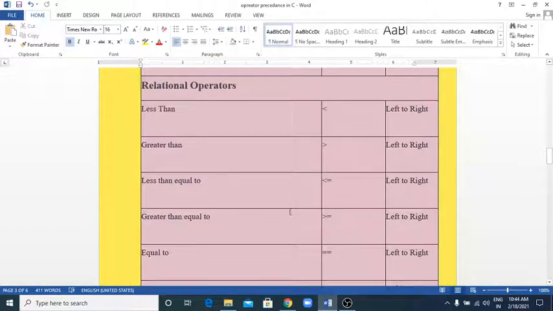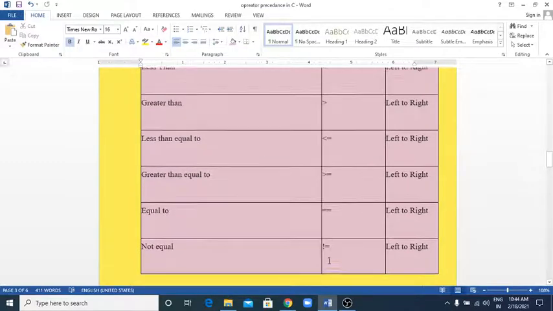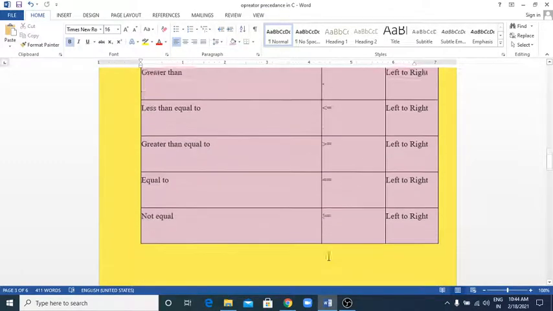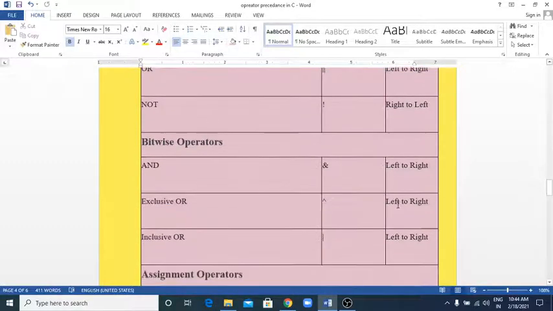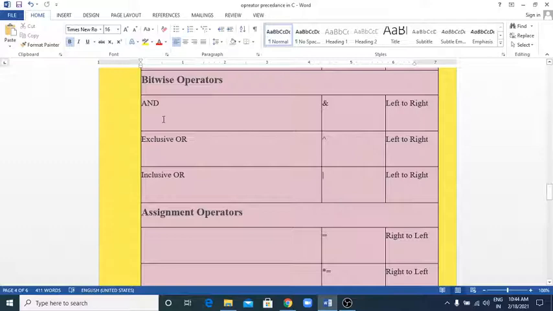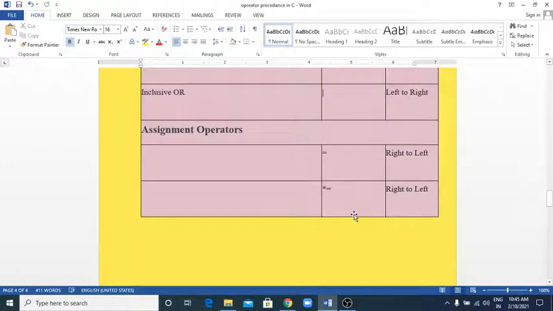Less than, greater than, less than equal to, greater than equal to, equal to, not equal to: these have associativity left to right. Now the logical operators, and, or, have associativity left to right, and not has associativity right to left. Now the bitwise operators, bitwise and, exclusive or and inclusive or, have associativity left to right. Then the assignment operators, equal to, star equal to, have associativity right to left.